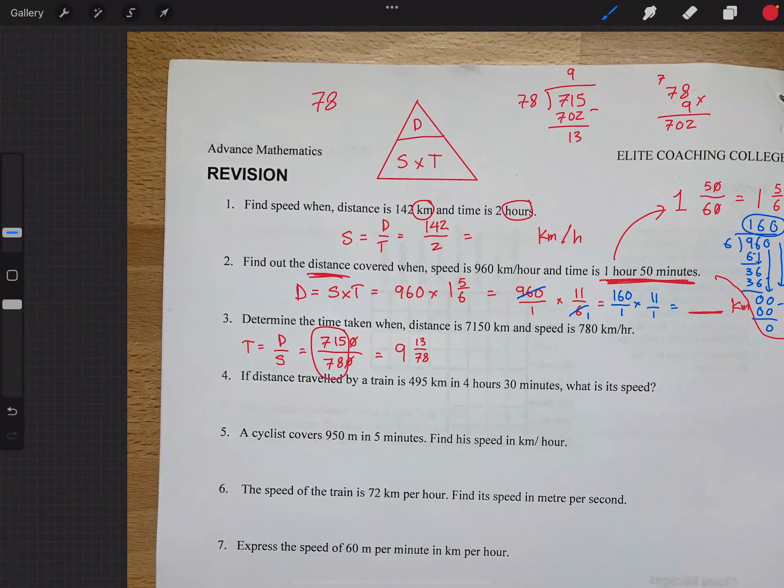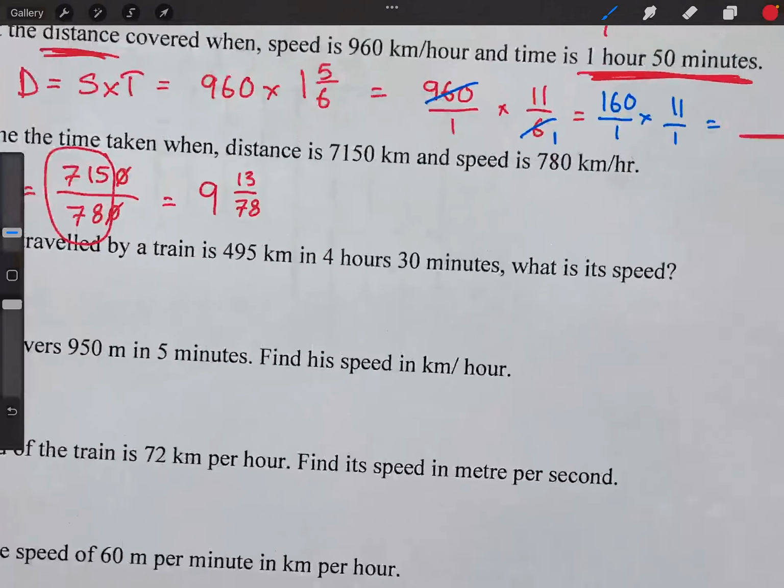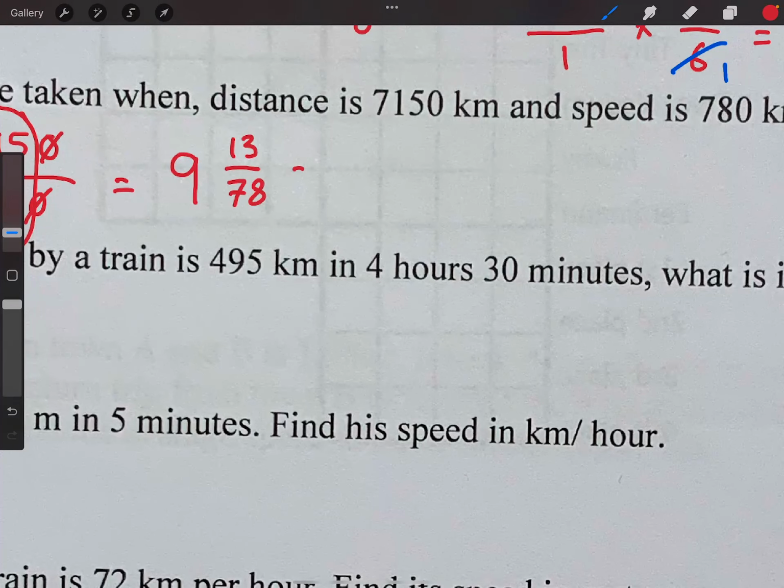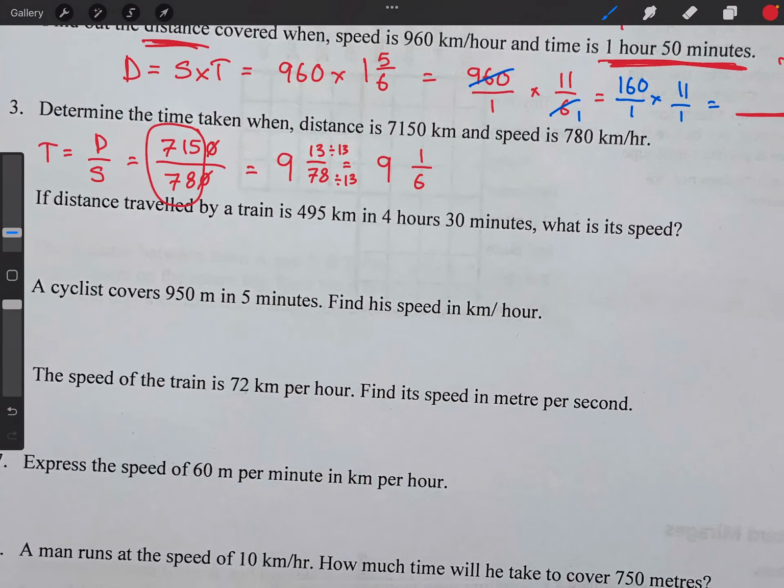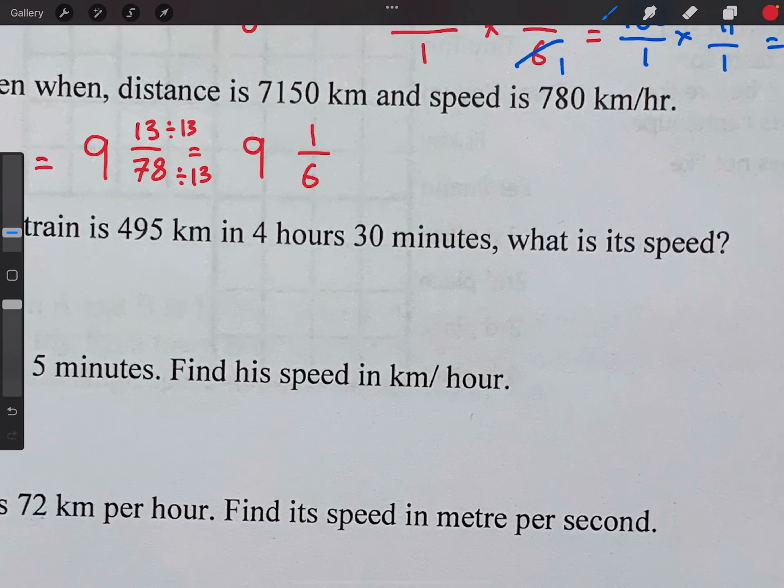78 divided by 13. How many 13s go into 78? Let me try 6. 6 times 13. 6 times 3 is 18. 6 times 1 is 6, plus 1 is 7. Yes, so that means I can simplify this into 9, and I can divide top and bottom by 13. And the answer will be 1 over 6. 9 and 1/6. It says determine the time, so this will be 9 and 1/6 of an hour. 9 1/6 hours. Or you could say that's 9 hours and 1/6 of an hour.